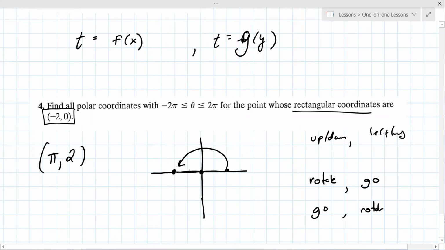Sorry, were you going to say something? Wouldn't it be -2 because you're going from the right to the left? We'll get to that one. Oh, okay.